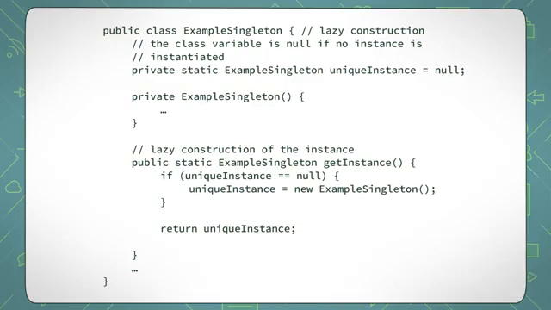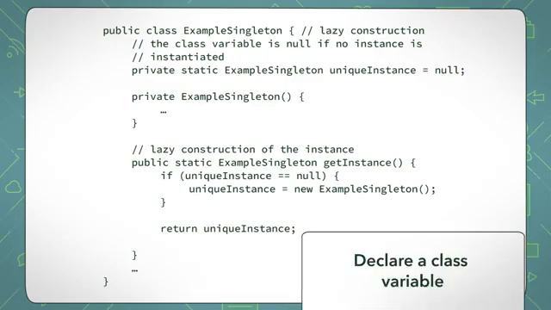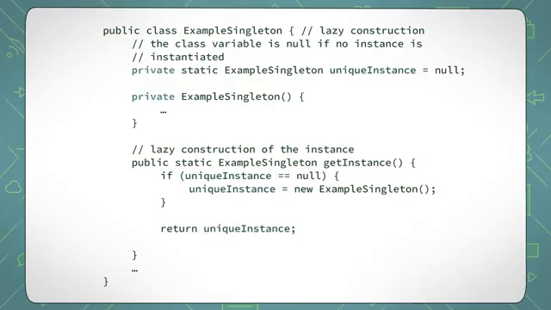There are two key components to get around this. The first is to declare a class variable, called, say, unique instance. This class variable will refer to the one instance of your singleton class. You declare the variable as private, so that it can only be modified within the class. The next step is to create a public method in the class that will create an instance of this class, but only if an instance does not exist already. We can call this method getInstance.